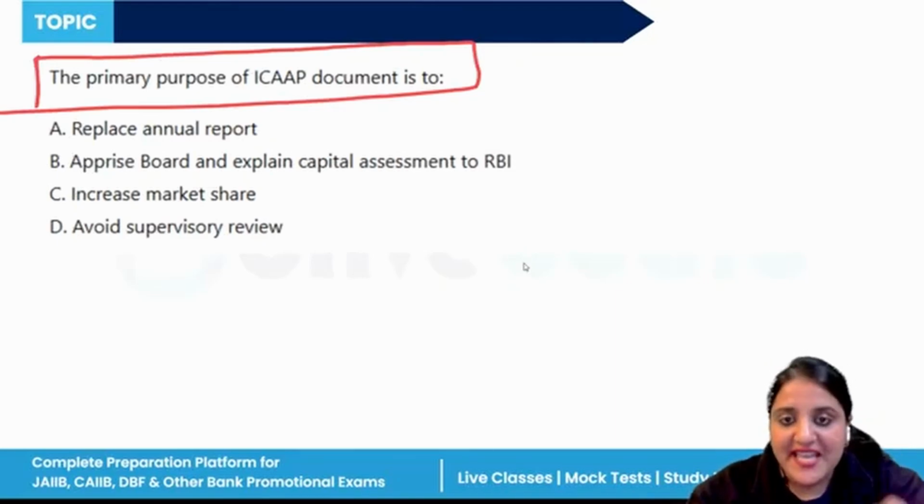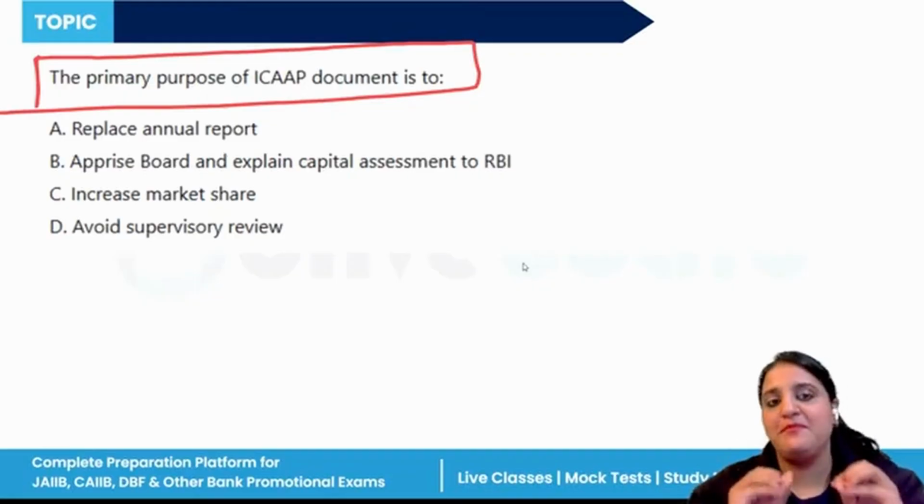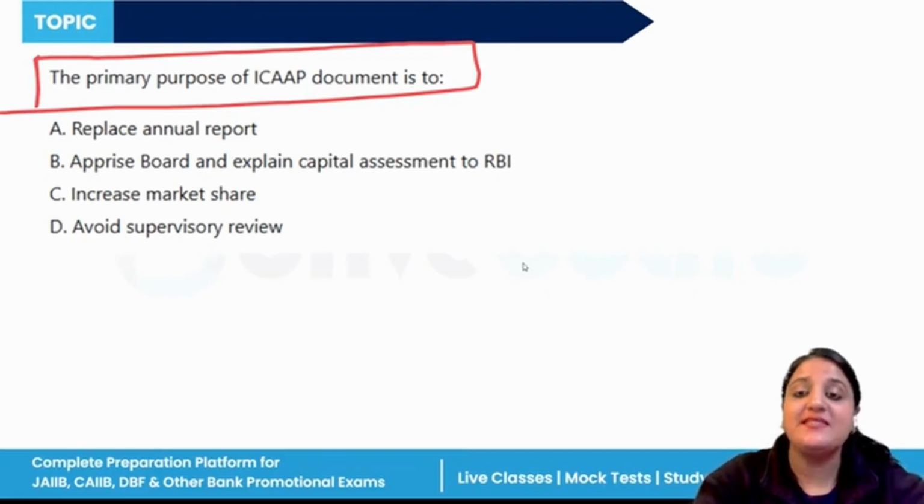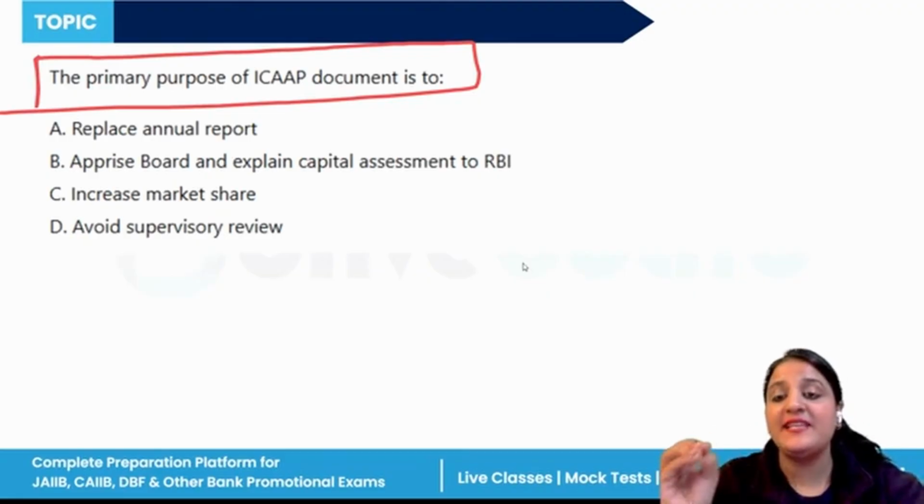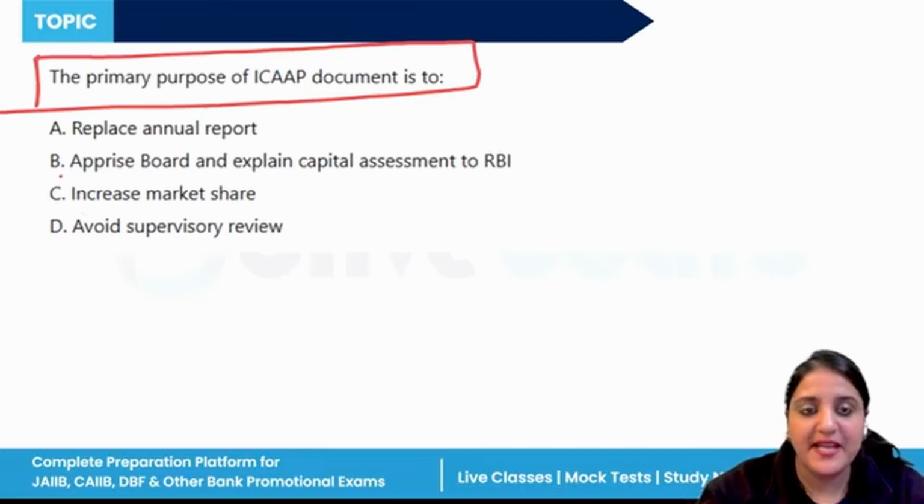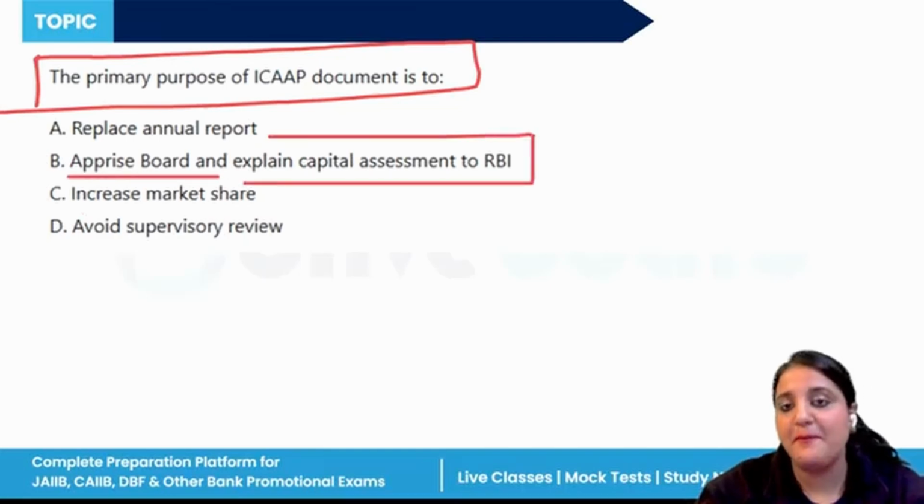Right? So we can say the primary purpose of that ICAP document is just to inform the board and explain to them the internal capital adequacy assessment process to the RBI. So which answer is correct here? Simple, the answer which is correct is option B. Option B is correct. Apprise the board and explain the capital assessment to the RBI.